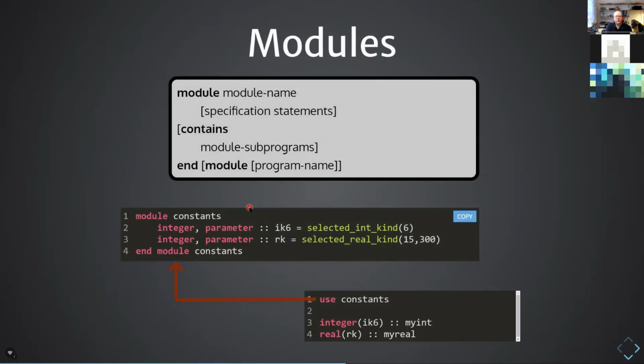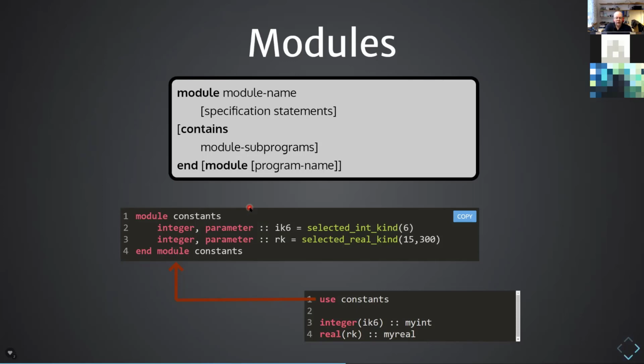The module is very similar to the program definition. You start with the keyword module, and then you give it a name. And then you can have variable declarations and different specification statements in the beginning. And then you have a contains section, which contains the subroutines of that module. So before contains, you can't have any subroutines. You can only have declarations like variables, derived data type definitions, and so on, and constants, of course.